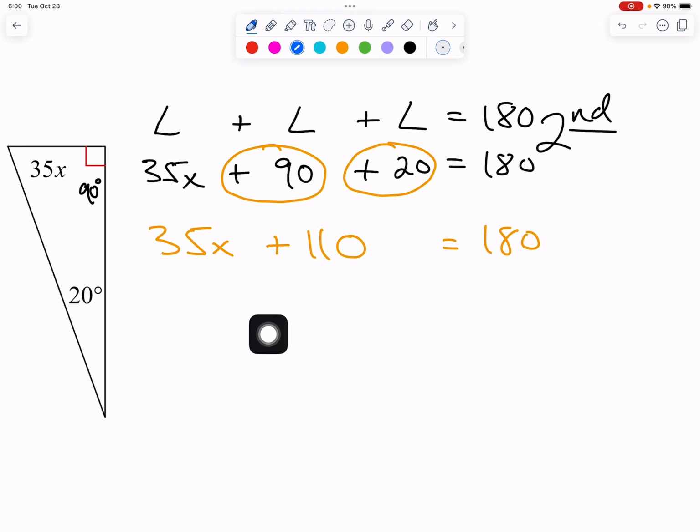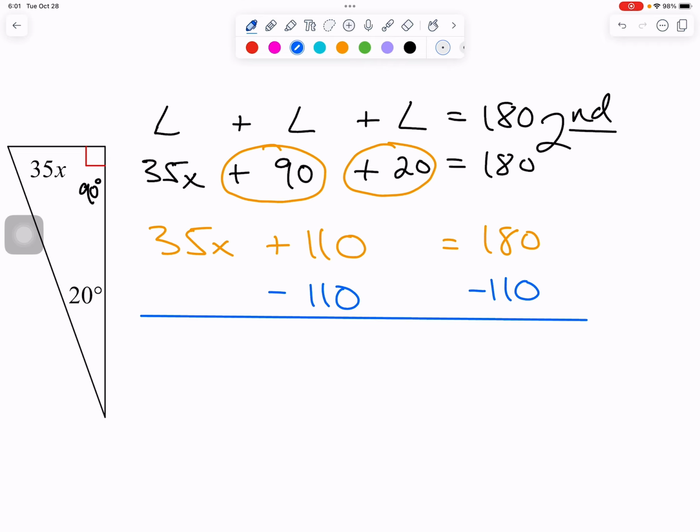180. All right, so we have a constant, a number by itself, on the right side. And on the left side, we need to get the term with the variable, which is 35x, by itself. It's hanging out with a positive 110. And what's the opposite of a positive? Yes, it is a negative. Go ahead and subtract 110, but when we get to the operations, what we do to one side of the equation, we do to the other to balance it out as they are equal to one another.